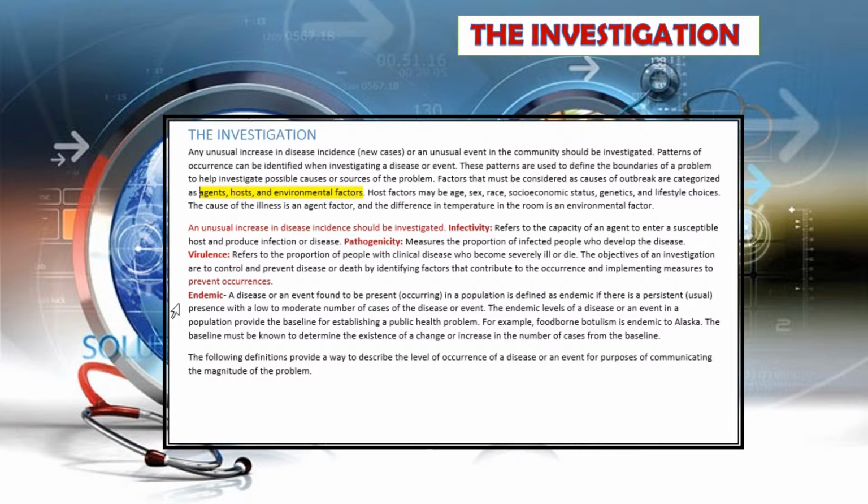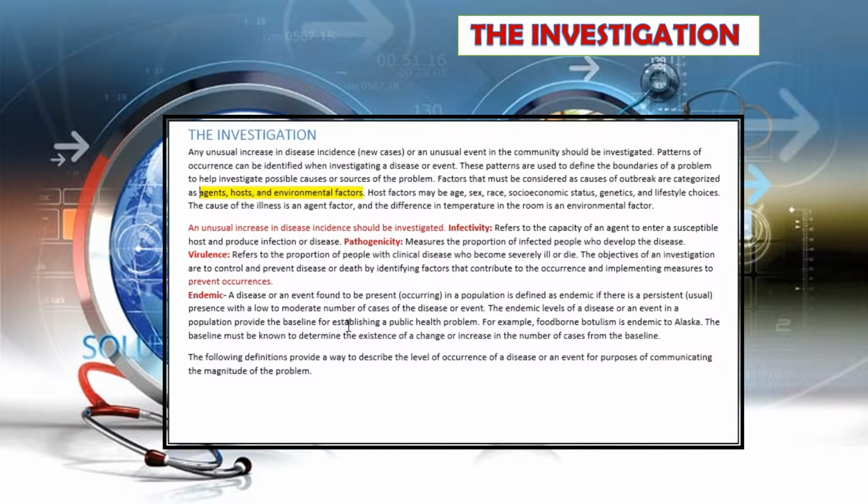What about how virulent a disease is? It is the proportion of people with clinical disease who become severely ill or die. Okay, we're looking at how many people, after they show the symptoms, become clinically ill or die. The objective of investigations is to control and prevent the disease or death by identifying factors that are going to contribute to it, and we want to prevent those occurrences.